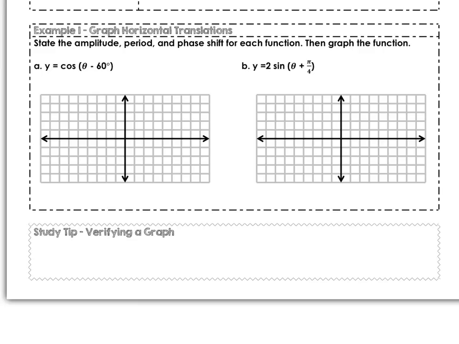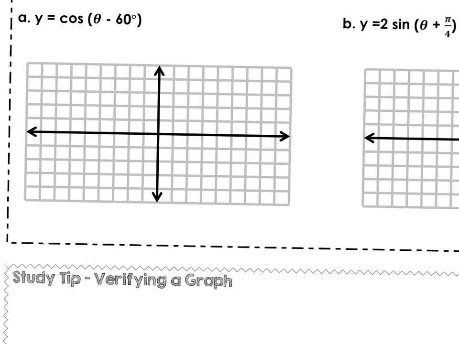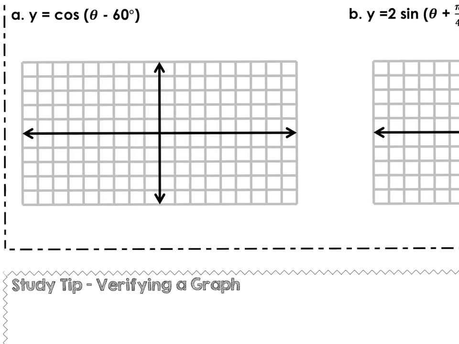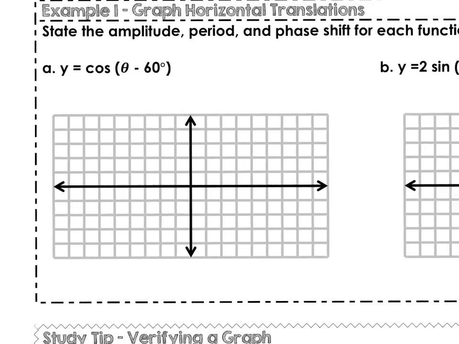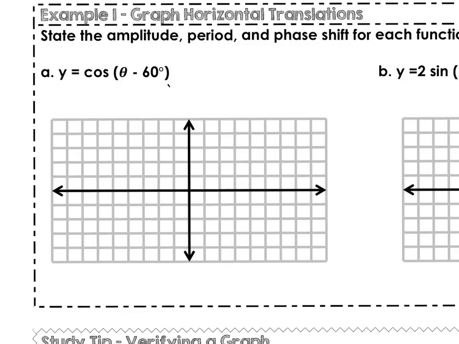Okay, so we have example A, and I should have changed this back into radian mode because that'll be my expectation for you, that you're doing all of these with radians. So instead of 60 degrees, we're going to convert this to being pi over 3.